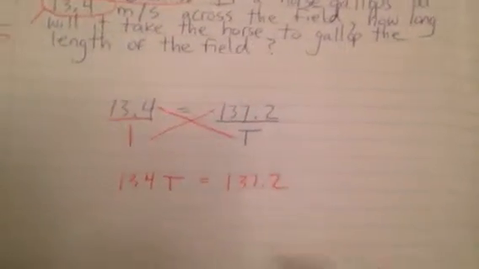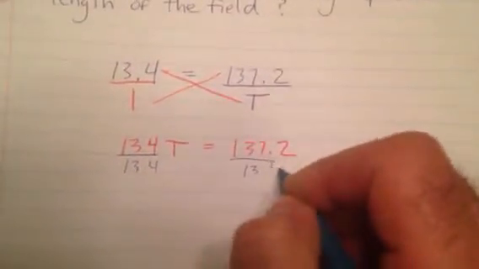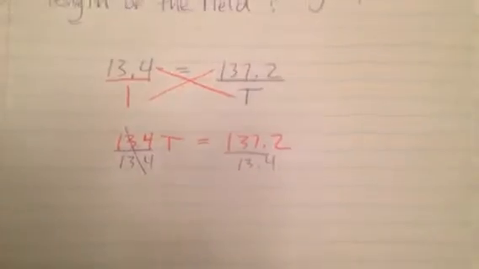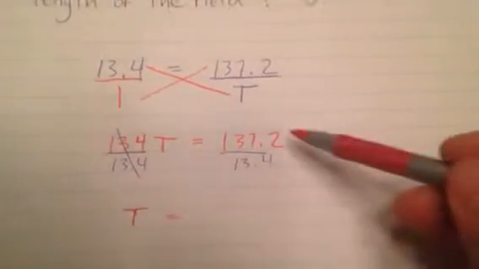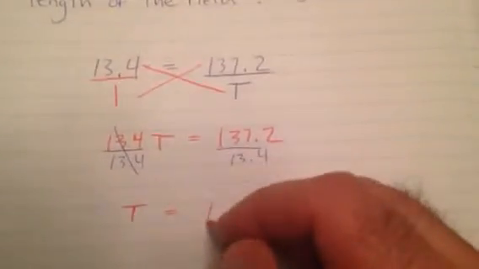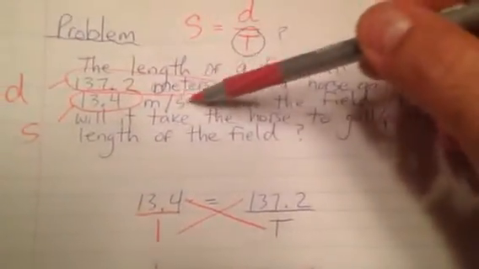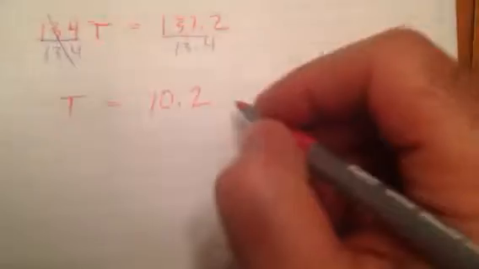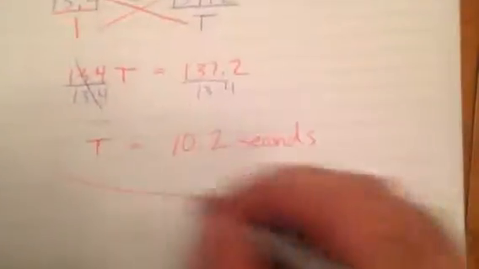Now t wants to be by itself, so we divide both sides by 13.4. And whatever I do to one side, do to the other. Cancel those out. And it looks like there's our answer, t equals this divided by this, which works out to be 10.2. And since it's time, it needs to be in the same time unit, which in this question was s, which stands for seconds. So 10.2 seconds is the time it takes that horse to gallop across the field that is 137.2 meters.